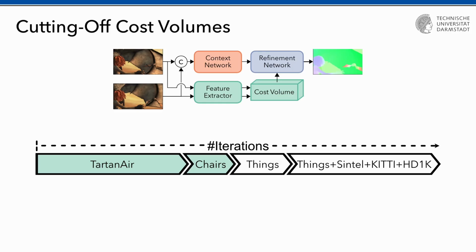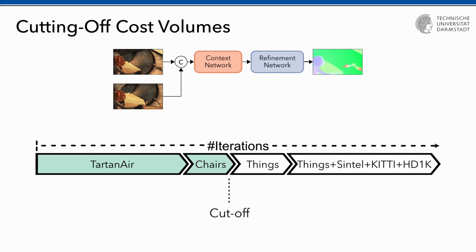After finishing the training on FlyingChairs, we reach a point that we call the cutoff point. At that point, we modify our trained network such that the feature extractor and cost volume are removed. Afterwards, we continue by training on FlyingThings and finally on a combined dataset made out of FlyingThings, Sintel, KITTI, and HD1K.